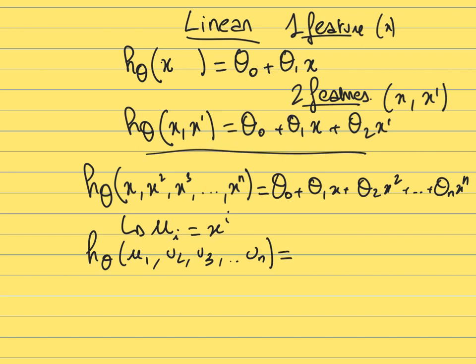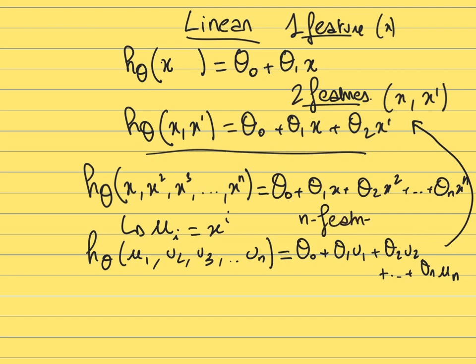But now if you just rewrite this function, you can rewrite it as theta naught plus theta 1 times the first function, the first variable, plus theta 2 times the second variable, etc., plus theta n times the nth variable. And you see that here it's exactly the same as a linear model. In this case, you have n features. Those features in this case turn out to be x, x to the power 2, x to the power 3, x to the power 4, etc.